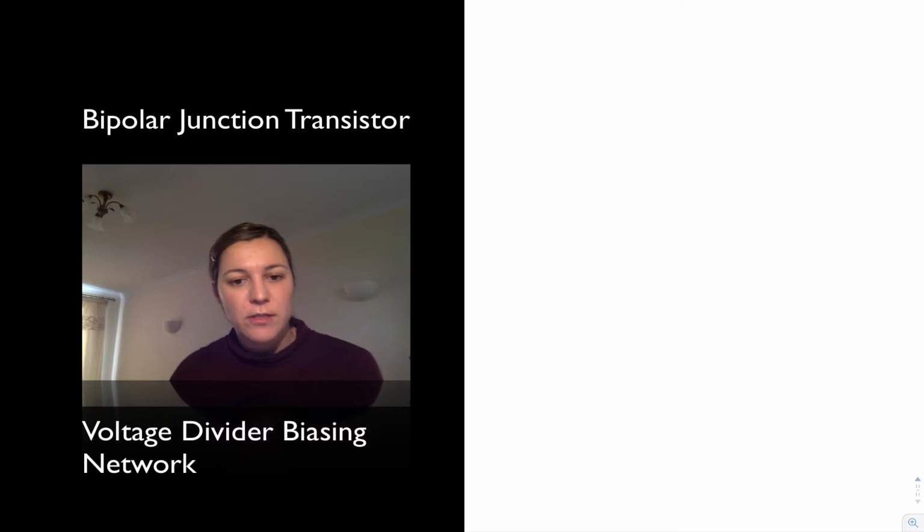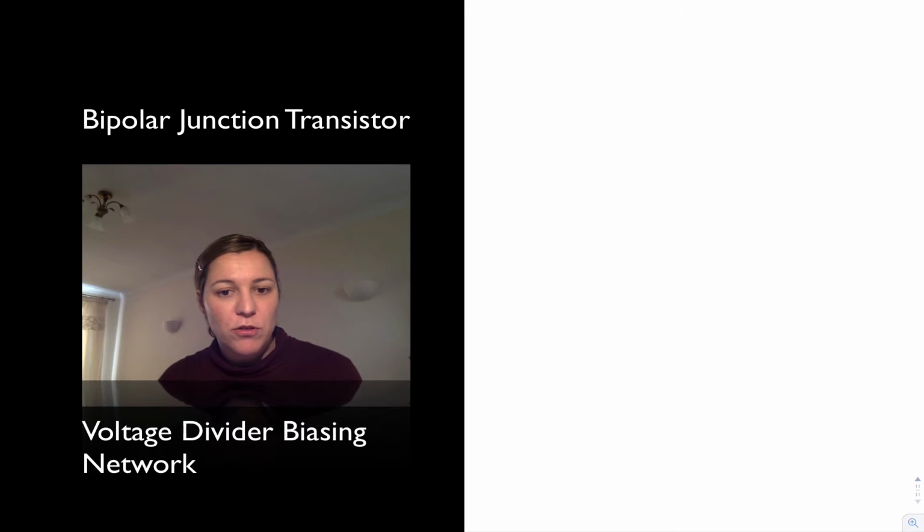So we have just looked at several biasing configurations, and we concluded that the emitter biasing was one of the most stable configurations. And the form that was most stable was when we had our base supply being lower than VCC and our emitter voltage being around 1 volt. Now we're going to look at the practical implementation of that biasing configuration.